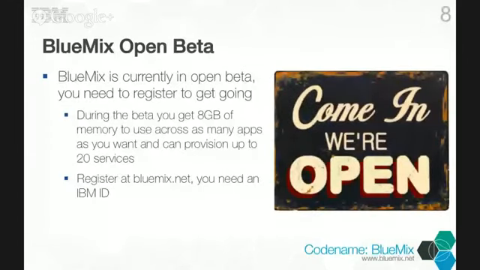So for those of you who don't know, BlueMix is currently in open beta. In order to get started, you can just go to bluemix.net and register for free. When you do register, you get 8 GB of memory to use across as many services as you want, and you can provision up to 20 services. So as long as you stay within those 2 parameters, you can do whatever you want in the open beta.